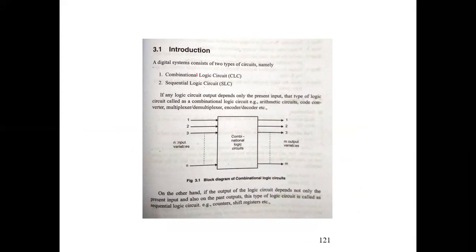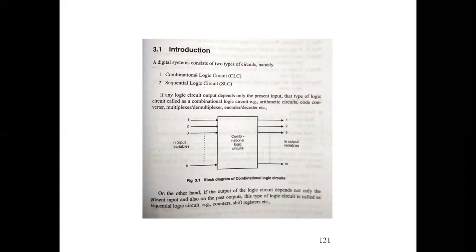Okay, listen. So next topic is combinational circuit design. When we go for combinational circuit design, you need to know what are the systems available. A digital system consists of two types of circuits: one is combinational logic circuits, another one is sequential logic circuits. Combinational logic circuit means output depends on the present input only. In sequential logic, output depends on the present input as well as past output.